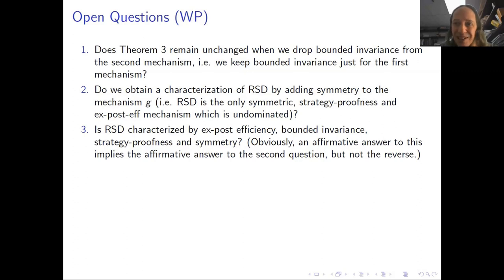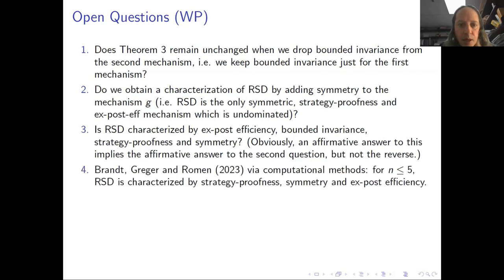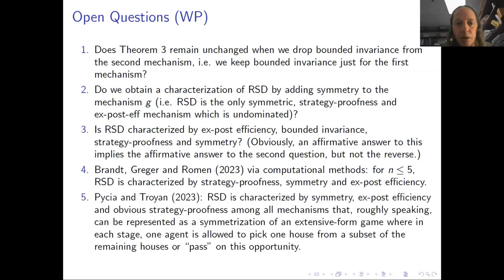It's known for five agents now via computational methods. That's what I wrote here in this paper by Brandt, Krieger, and Roman. And also Pycia and Troyan characterize RSD with a strong notion of strategyproofness or some variant of it.